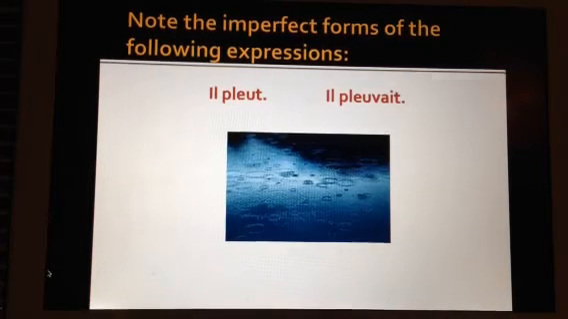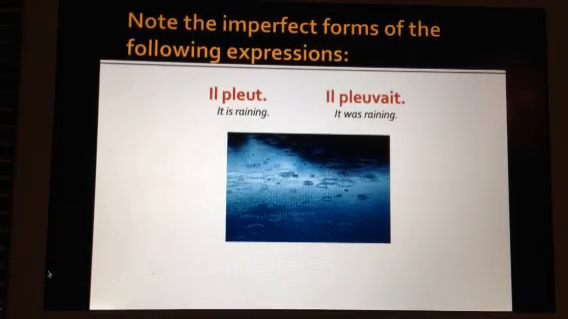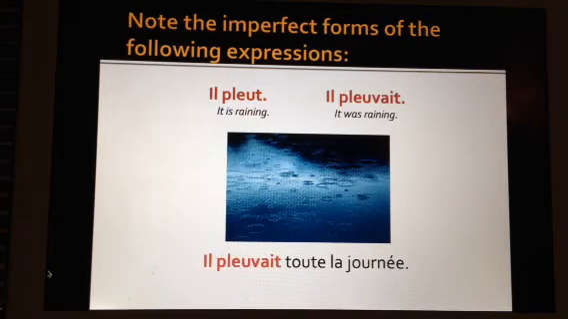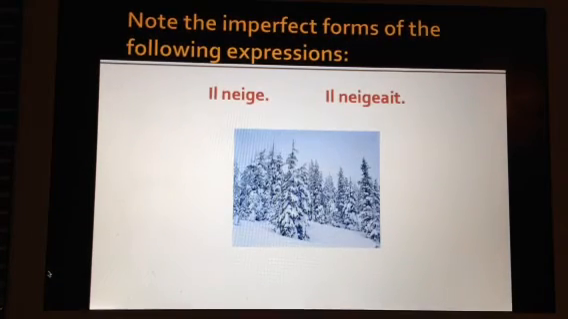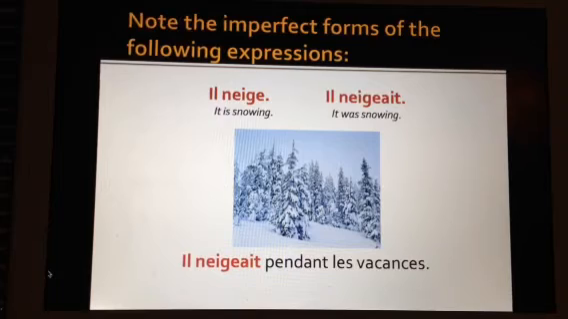For il pleut, it is raining. The imperfect is il pleuvait. It was raining, or it used to rain. Il pleuvait toute la journée. It was raining all day. And the last one, il neige becomes il neigeait in the imperfect. It's snowing and then it was snowing. Il neigeait. Il neigeait pendant les vacances. It was snowing during vacation.